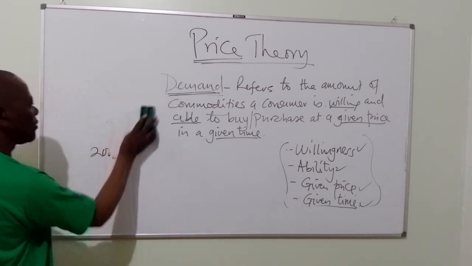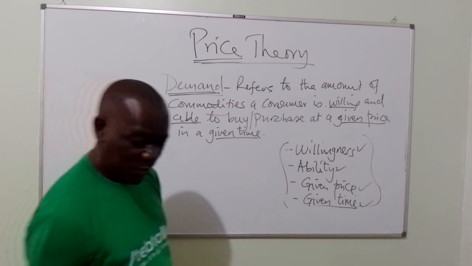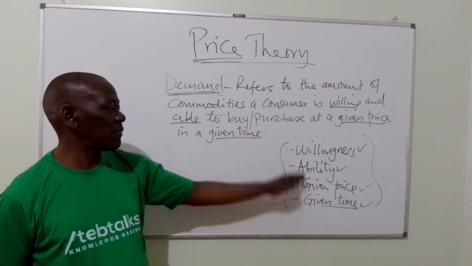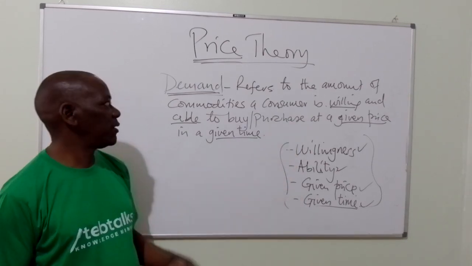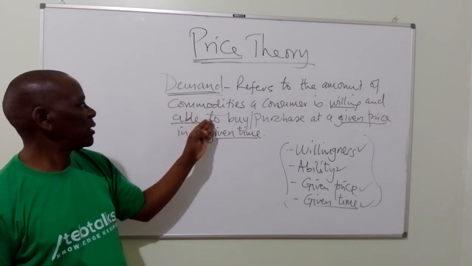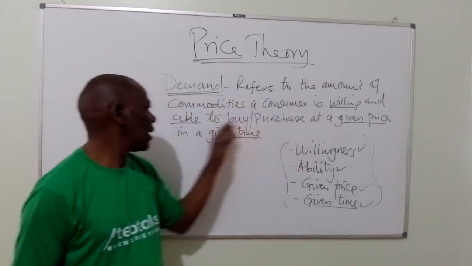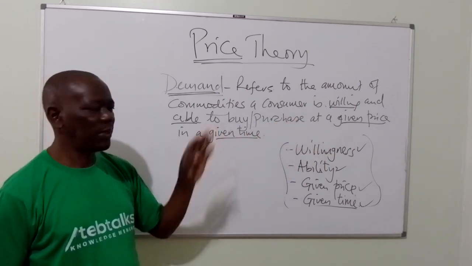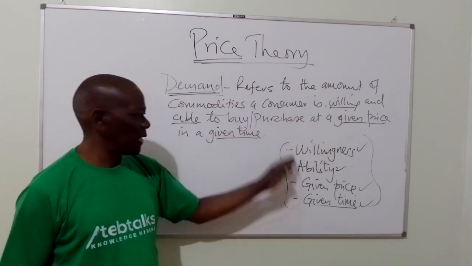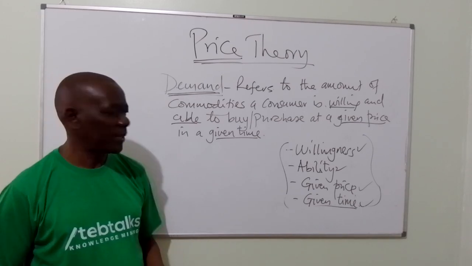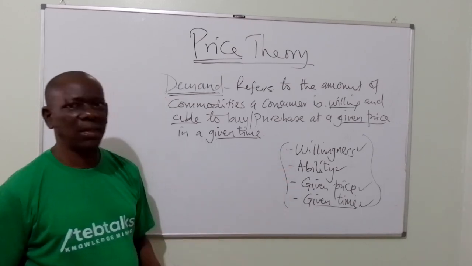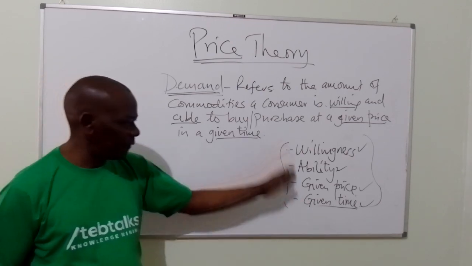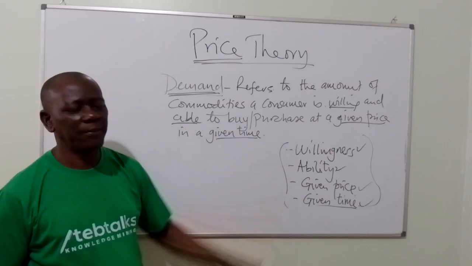And so when we are talking about demand, in your understanding and emphasis, these terminologies must appear. Your definition refers to the amount of commodities a consumer is willing and able to buy or to purchase at a given price and in a given time. All these existing, there is demand. If one of them is not there, then the demand will be affected. Either it will be low or it will be high.